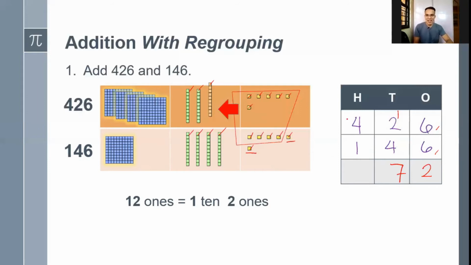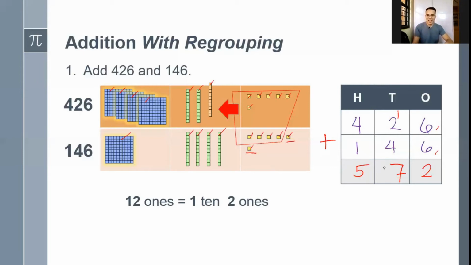Okay? And for the hundreds, we have here 4 hundreds and 1 hundred. 4 hundreds and 1 hundred make what? Let's count the hundreds here. 1, 2, 3, 4, 5. 4 hundreds and 1 hundred make 5 hundreds. So the number formed is 572. Or we say 426 plus 146, the result is 572.